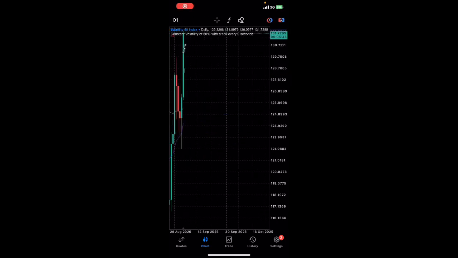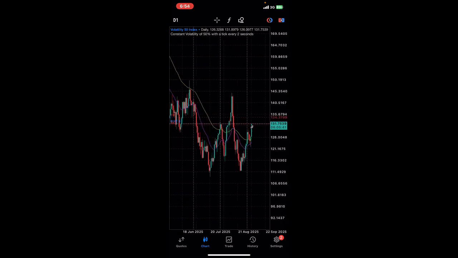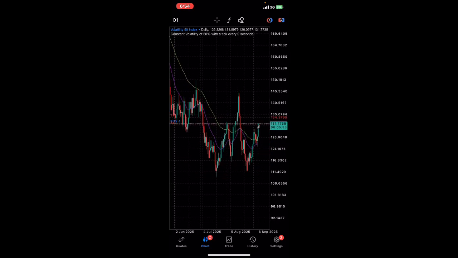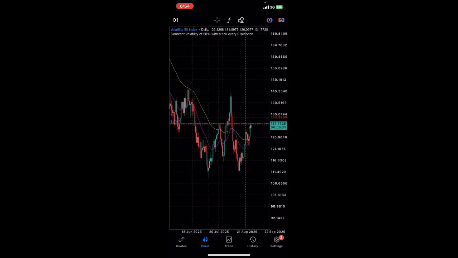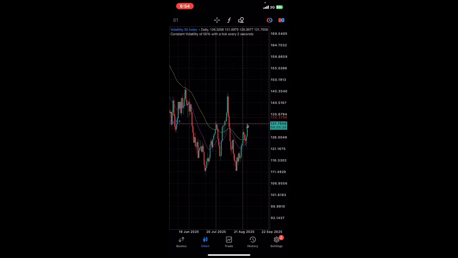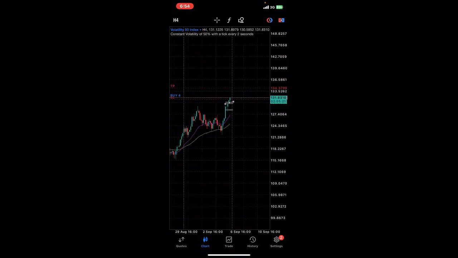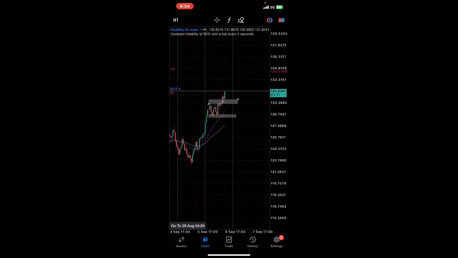So guys, this was another trade I took on the 50 index. As you can see, the market was in a downtrend, but I think it's in a reversal, so I just took a buy over here. Let's just see how the market goes, guys. You can see the market is currently buying on the 1 hour time frame. If you go to the 1 hour time frame, it's the same thing, as you can see.